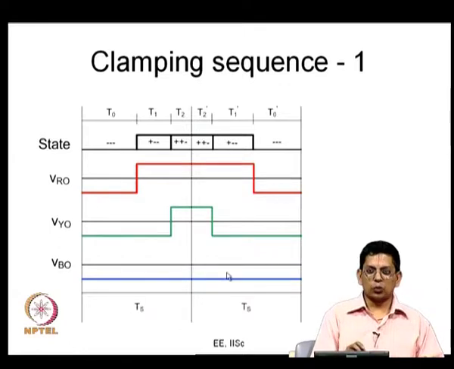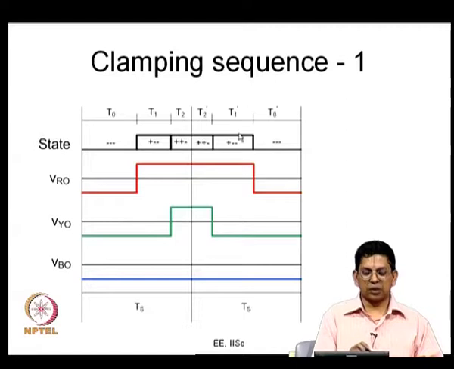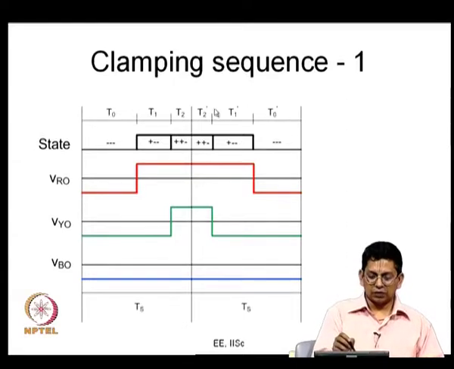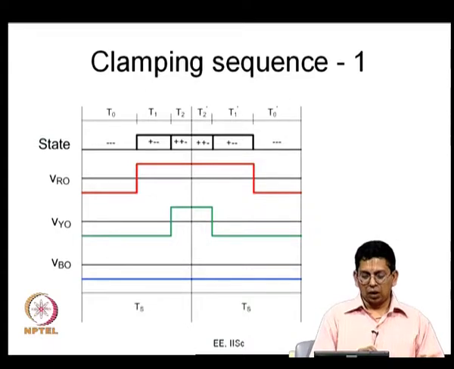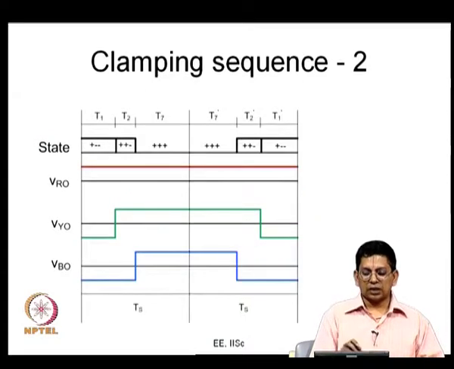Okay. So, one would be called an asymmetric sampling, the other one would be called a symmetric sampling. This is an asymmetric case. The other case, when you have the same T2 and T1 used here, you would call a symmetric sampling. Alright. So, now let us see the other clamping sequence, and again you get the same kind of situation.